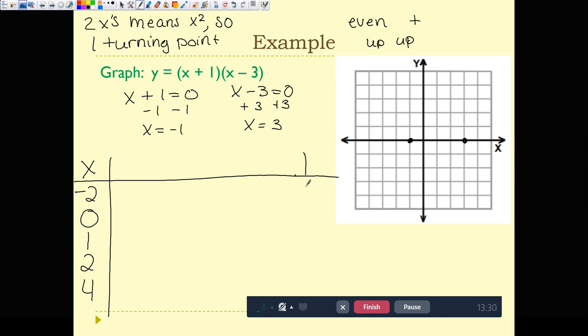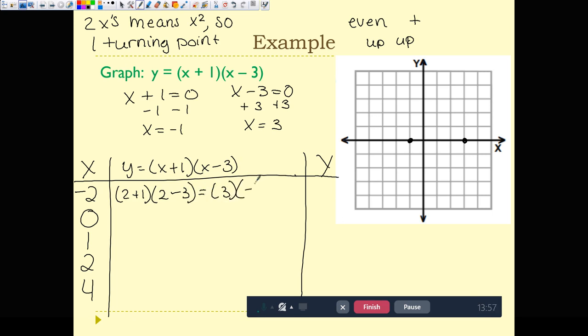Now I'm going to take my equation, y equals x plus 1 and x minus 3. And I'm going to substitute each one of my x values in and find y. Okay? So for -2, I'm going to have -2 plus 1 times -2 minus 3. I'm sorry, I did that completely wrong. It's -2, not +2. So that's going to be -1 times -5, which will be +5.